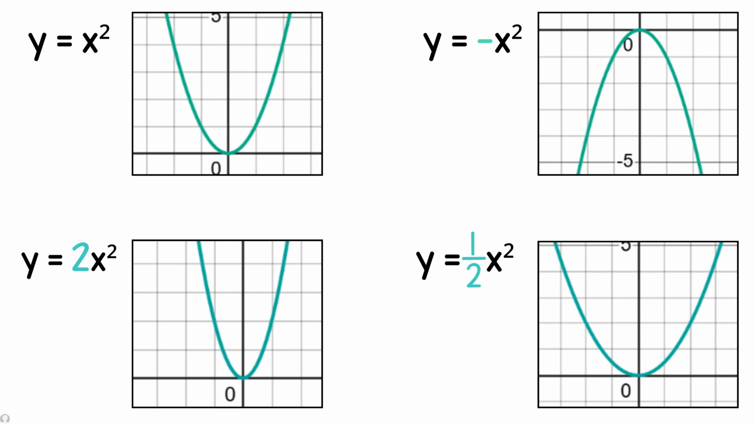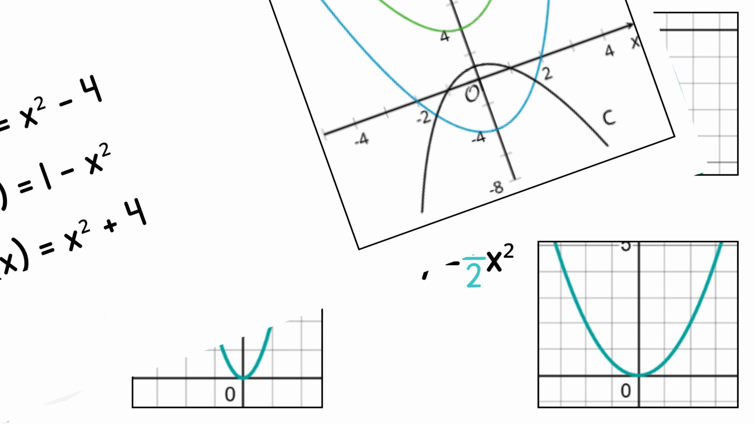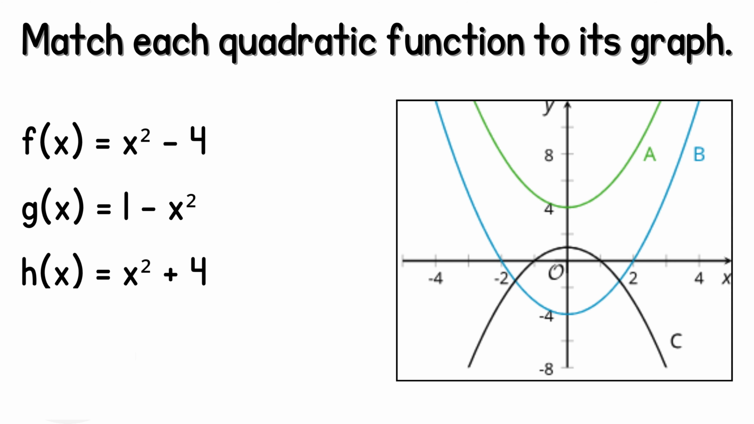So let's look at some examples. We're going to match each quadratic function to its graph. Our first example, f of x equals x² - 4, has a constant term of -4. And we can see that the graph of b has a y-intercept at -4. So this must represent function b.